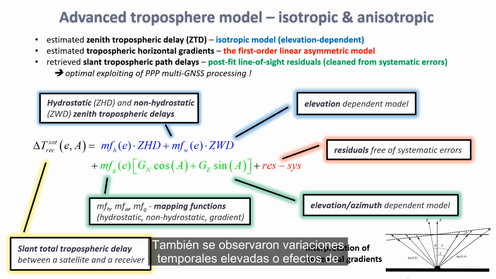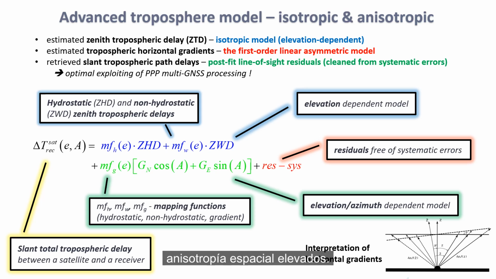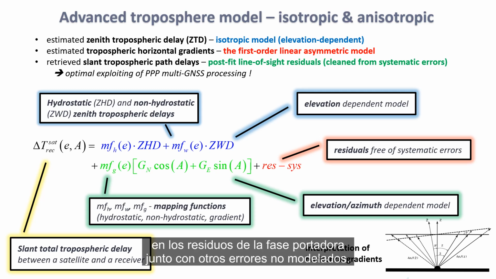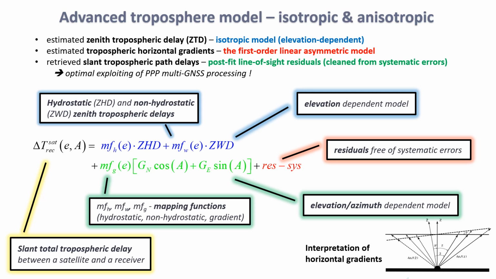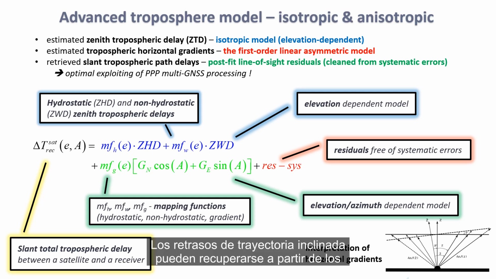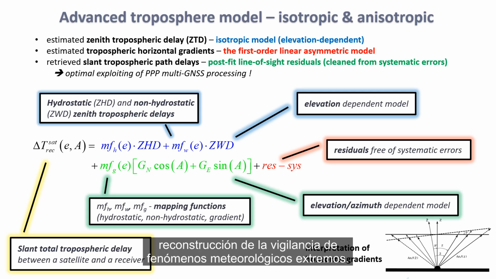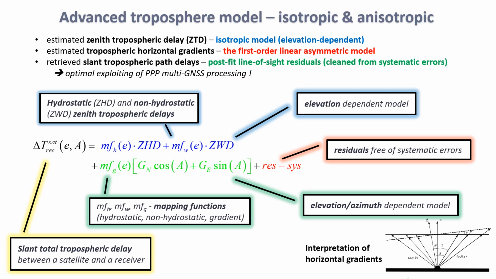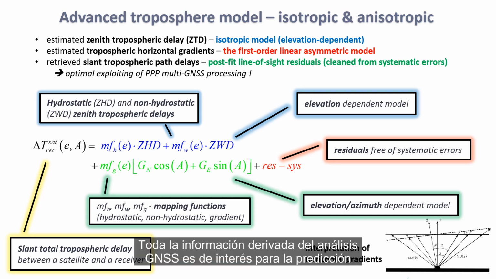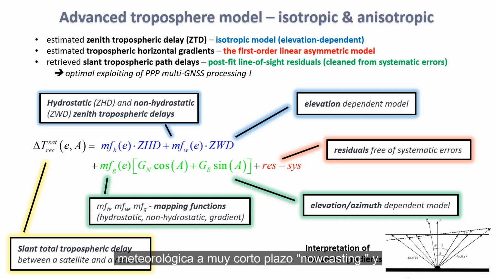High temporal variations or high spatial anisotropy effects could also be observed in carrier phase residuals along with other unmodeled errors. Slant path delays could then be retrieved from the post-fit residuals and estimated parameters, hence bringing advanced information for 3D water vapor reconstruction or monitoring extreme weather. Anyway, residuals should be clean of systematic errors such as multipath effects. All information derived from GNSS analysis is of interest for nowcasting and several weather monitoring applications.